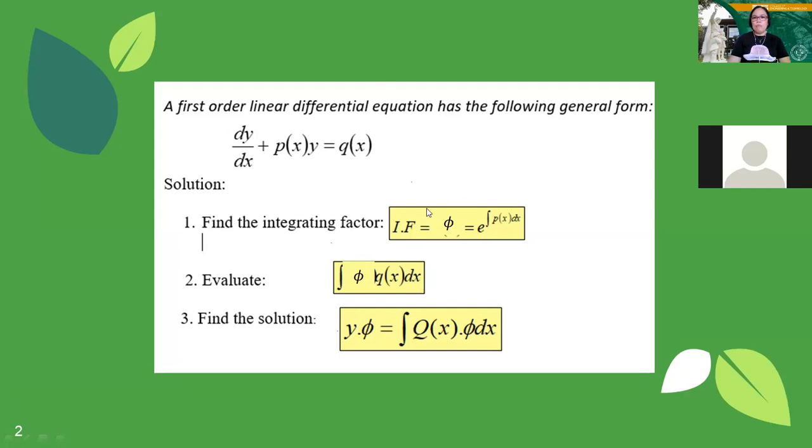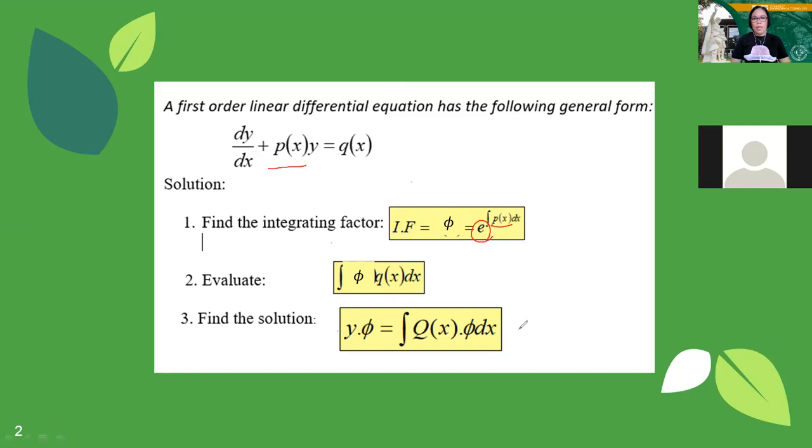And how do we determine the integrating factor? You have to first and foremost be able to identify, based on the form of your linear first order differential equation, what is your p of x. Okay, so you have to know what's your p of x. And once you know already the p of x, you simply make it as the argument of the exponential function which should be integrated. Now, after that, after your evaluation, you are to evaluate this phi.